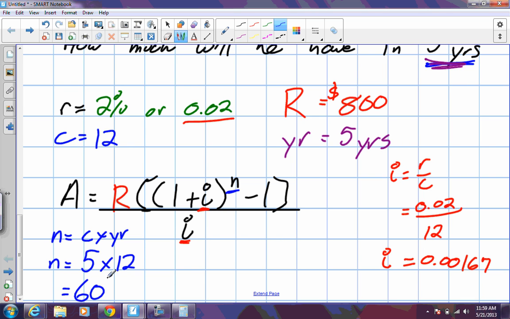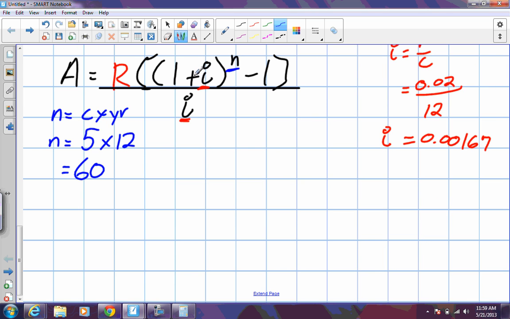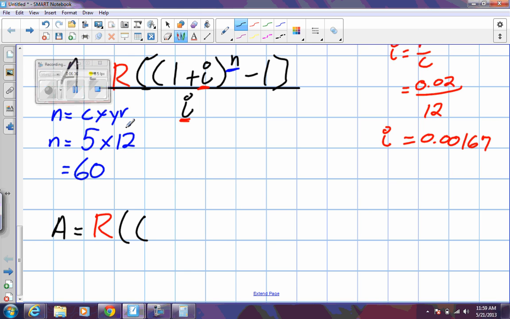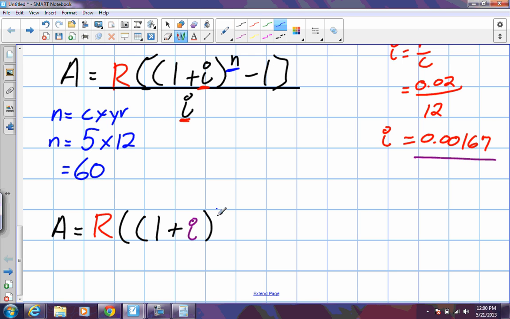So now we can start to replace all of our values. A is equal to our regular payments, C times YR, 1 plus our I, we'll write this in purple, to the power of N, which we did in blue here, minus 1, all divided by I again.